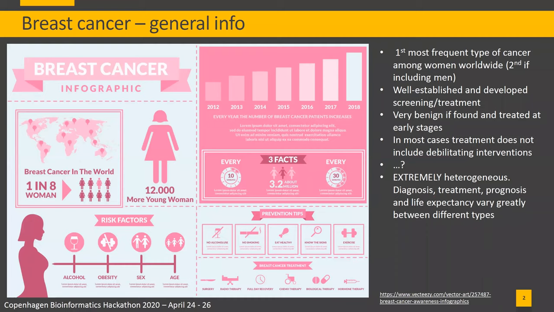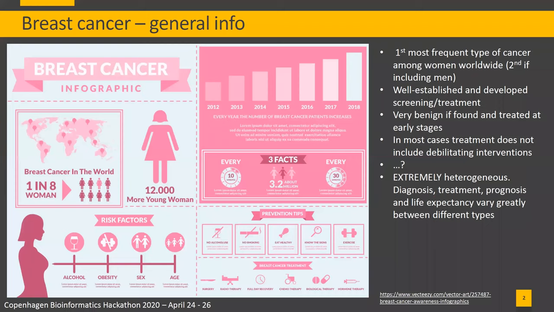Just for a brief wrap up, why we should speak about breast cancer. It's the most common type of cancer worldwide, at least in women. If you include men, then it would be first or in second place because of prostate cancer and lung cancer. It has well established and developed screening and treatment programs. So if a woman is using a screening program for breast cancer, we have the ability, if she has breast cancer, to find it at first stage and she will have a very good prognosis. In most cases, breast cancer is very benign and can be easily treated if you catch it at early stages. And even if there is a second or third stage, the prognosis still is very good.